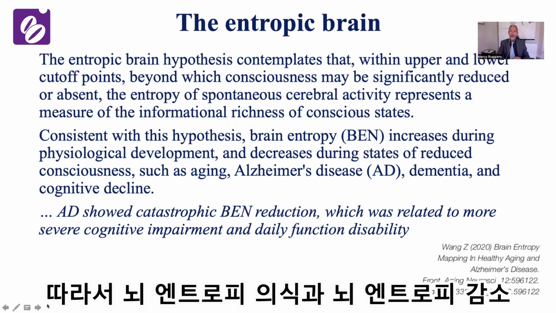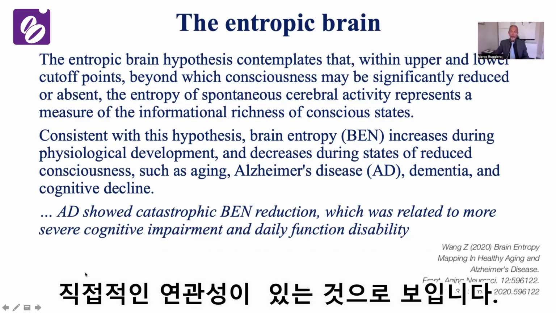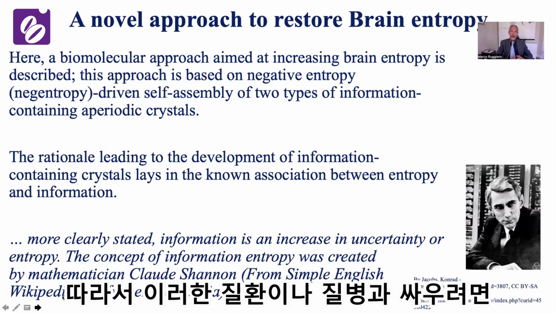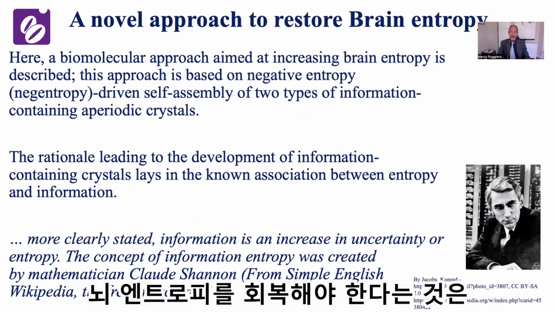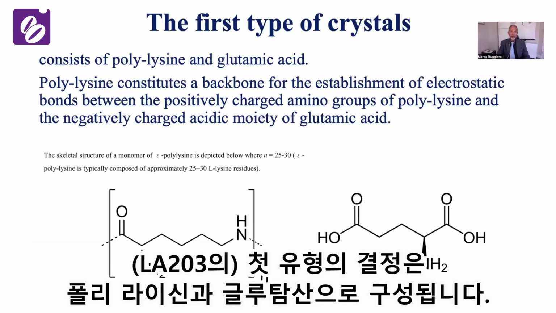So it appears there is a straightforward link between brain entropy, consciousness, and loss of brain entropy in Alzheimer's disease, dementia, and cognitive decline. Therefore, it seems logical that to fight these conditions or diseases, we have to restore brain entropy. The first type of crystals consists of polylysin and glutamic acid.